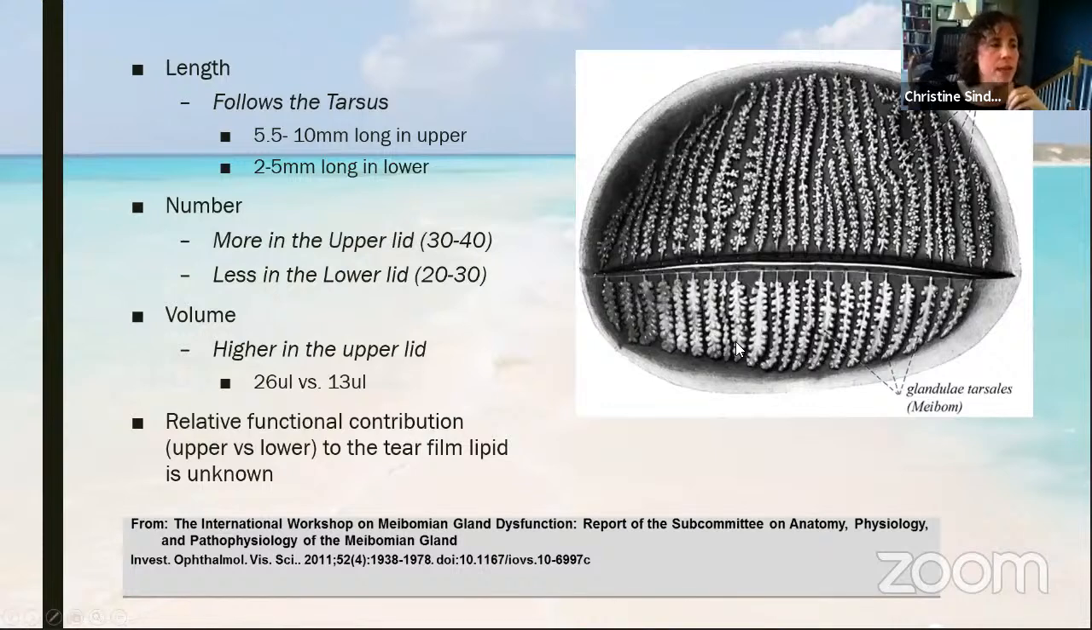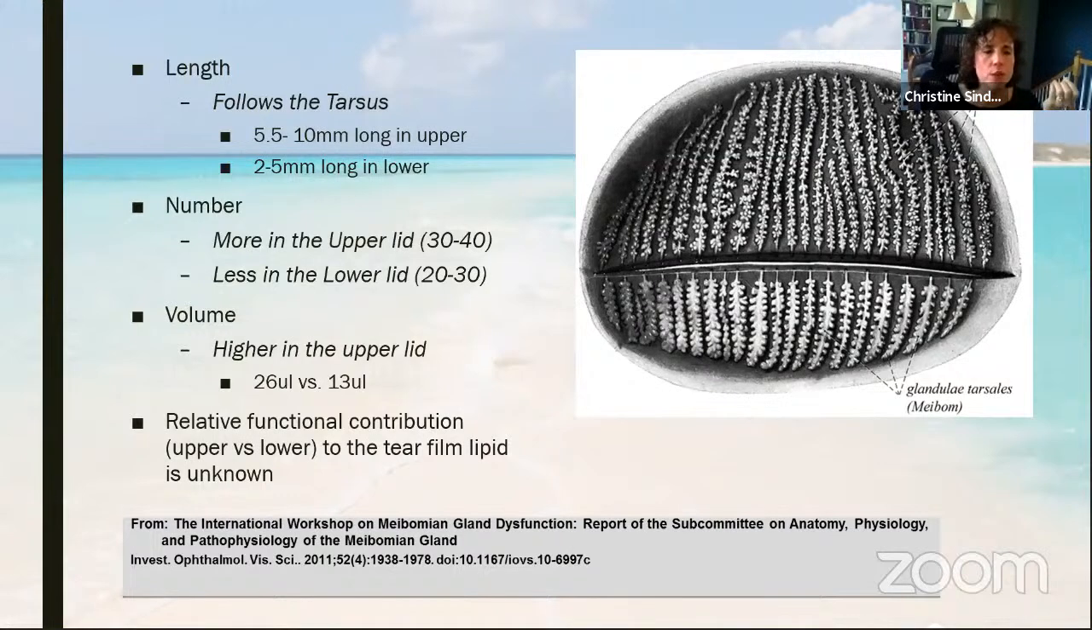Now, the Meibomian glands are situated within the eyelid. We have more of them in the upper eyelid than we have in the lower eyelid. In the upper eyelid, they're much longer and thinner, and in the lower eyelid, they're much shorter and fatter.